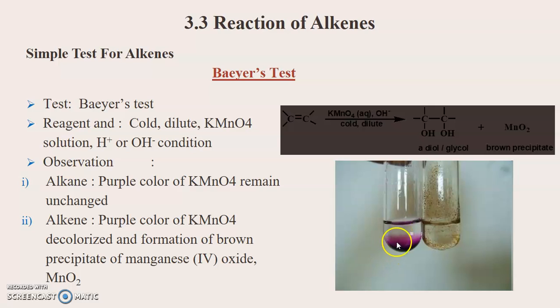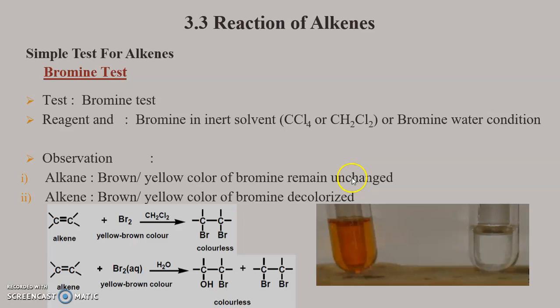So this is an alkane, this is an alkene. We get this because the alkene reacts with the Baeyer reagent, and we will get a diol. It means that they react. But if it is an alkane, potassium permanganate remains as potassium permanganate; we will not get this one. This is the brown precipitate, manganese oxide. If there is a double bond, only then will it produce the brown precipitate. If there is no double bond, it will remain as potassium permanganate, which is a purple color.